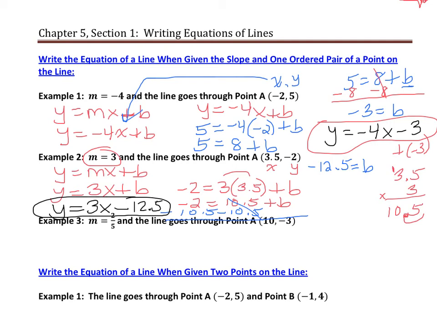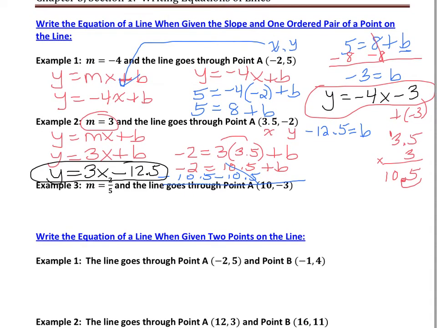Example 3, we've got a slope of 2/5. Hopefully you can still see that under my writing here. And a line that goes through point A located at (10, -3). So start again. y = mx + b. Write what you know. y = 2/5 x + b. Now we're going to substitute in our x and our y.